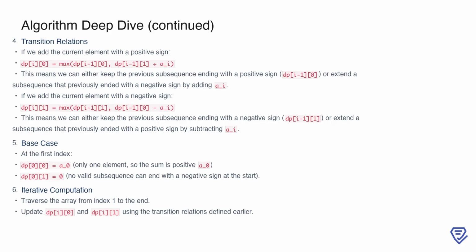At the start, we have a simple base case. At index 0, dp[0][0] is equal to the first element a_0, since the only valid subsequence is the single element itself, and dp[0][1] is 0, as no subsequence can begin with a subtraction. Using these relations, we compute the states iteratively by traversing the array from the first index to the last.